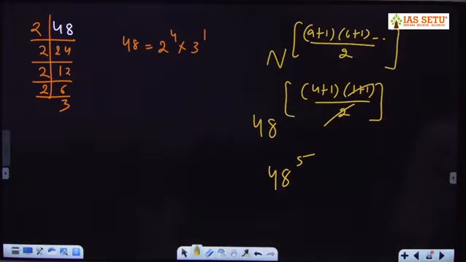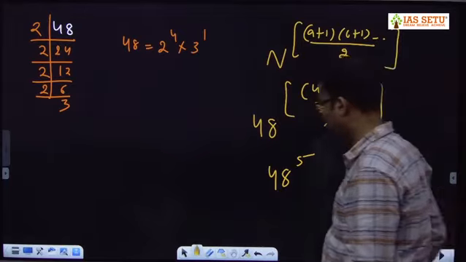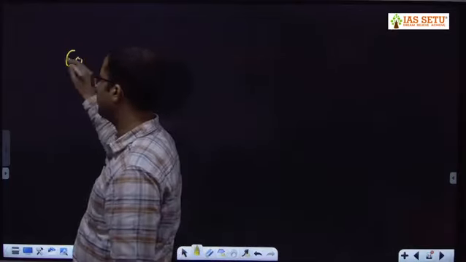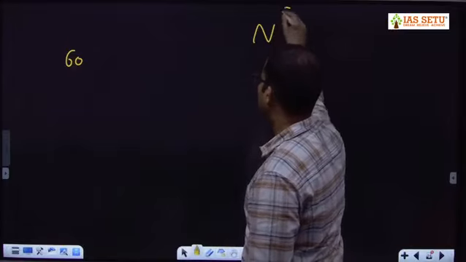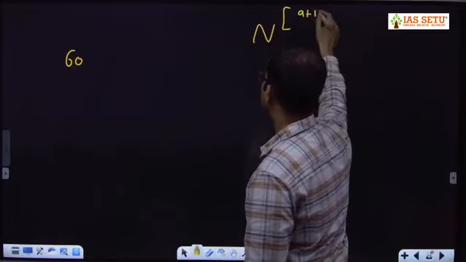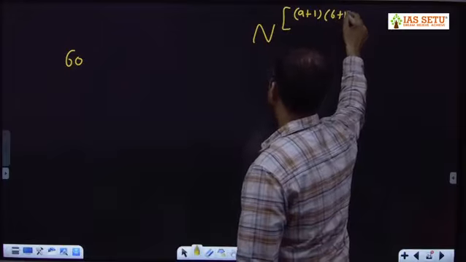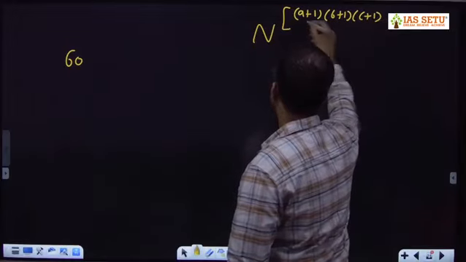Now try 60. Take your time, find the product of the factors of 60. For your reference, I write the formula here: N to power (A plus 1, B plus 1, C plus 1) divided by 2.